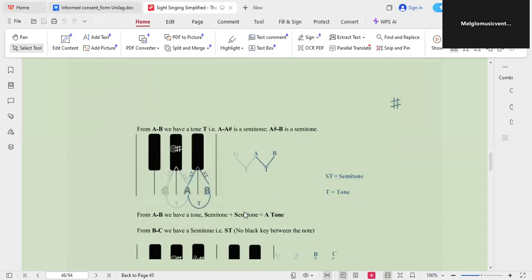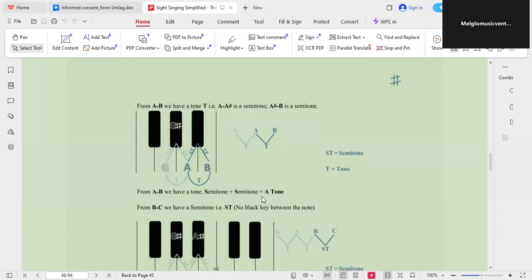from A to B, we also need a tone to conform to our major scale pattern. A to A sharp is a semitone. A sharp to B is a semitone. So semitone plus semitone equals a tone. From A to B, we have a tone, meaning the semitone of A to A sharp plus the semitone of A sharp to B equals a tone. That gives us the second tone that we want.